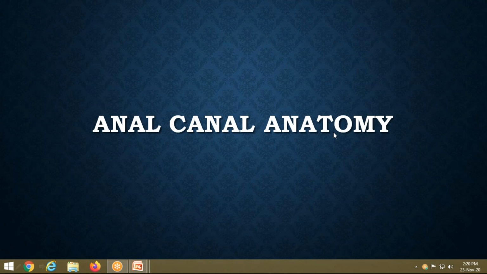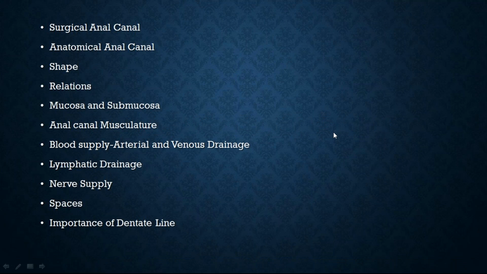See, I have told you previously also in my previous classes, whenever a question is given, you should write in some orderly pattern with some side headings. So always you should skeletonize the answer. Whenever anal canal anatomy is given, you should know what is the surgical anal canal, what is the anatomical anal canal, what is the shape of the anus, what are the relations of the anal canal, anterior, posterior and lateral, what is the mucosa and submucosa of the anal canal, and what are the surrounding muscles in relation to the anal canal, that are the sphincters.